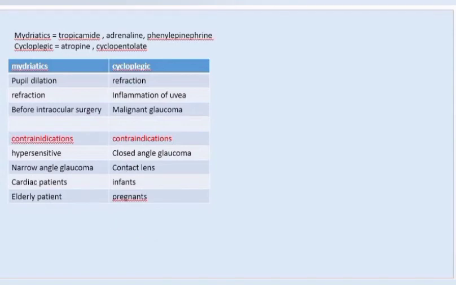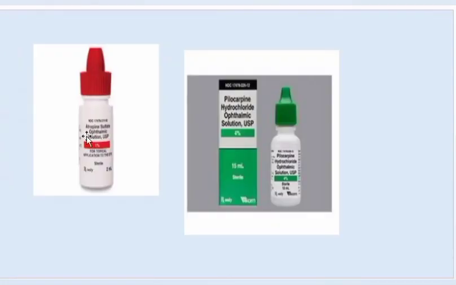And another thing, an extra point, is that the mydriatics and cycloplegics, you will always find them with the red cap, whereas the miotics, which help in contraction, like pilocarpine, have the opposite action to atropine and tropicamide. So pilocarpine has the green cap, so that it becomes easy to differentiate both. So one has the red cap and the opposite one has the green cap. That's just an extra point that you should remember.